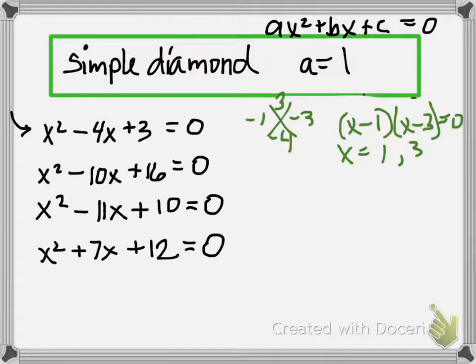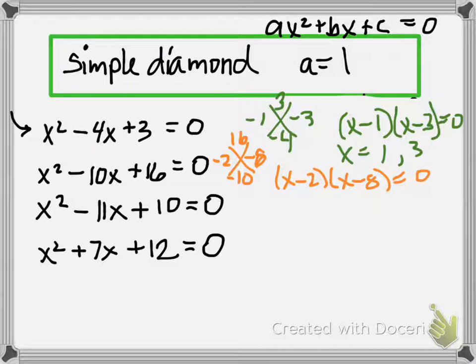Looking at this next one here, x squared minus 10x plus 16. So we do the box, it's going to be 16 on top, negative 10 on the bottom. So two numbers that multiply to be 16 and add up to negative 10. So it's going to be negative 2 and negative 8. So this one factors x minus 2 times x minus 8, and our answers would be 2 and 8.